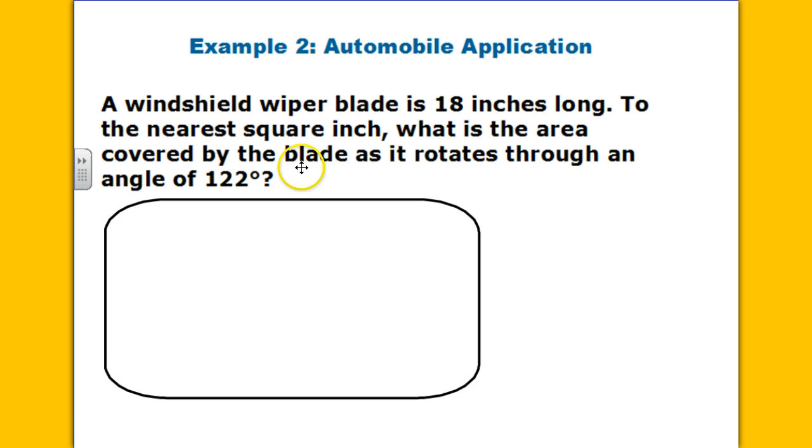A windshield wiper blade is 18 inches long. To the nearest quarter inch, what is the area covered by the blade as it rotates through an angle of 122 degrees?